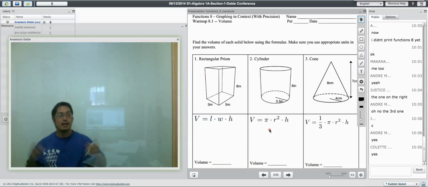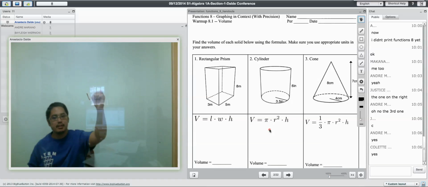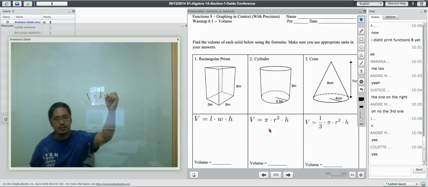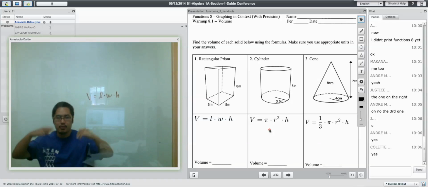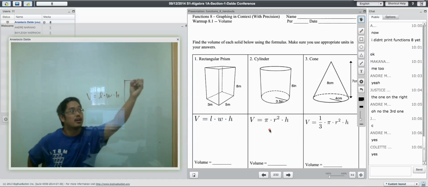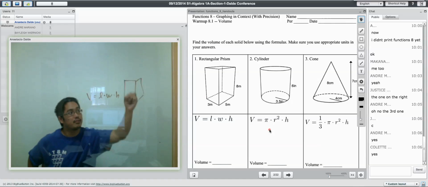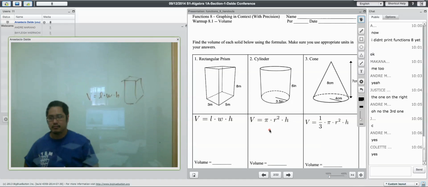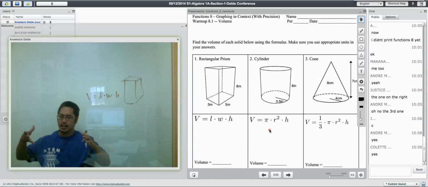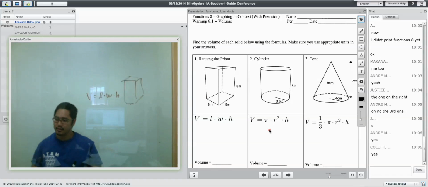But anyway, I'm going to give you a formula. V equals L times W times H. That is the formula for finding the volume of how much something will fill up a box-like container, like a rectangular prism. That's what they call it. You guys got it?